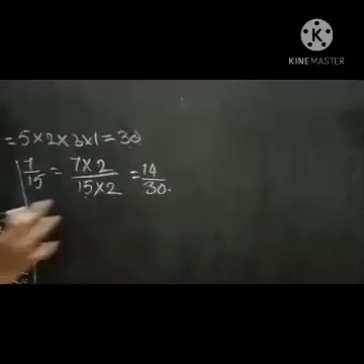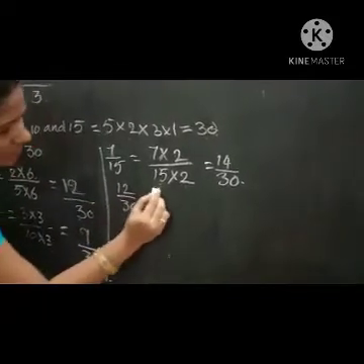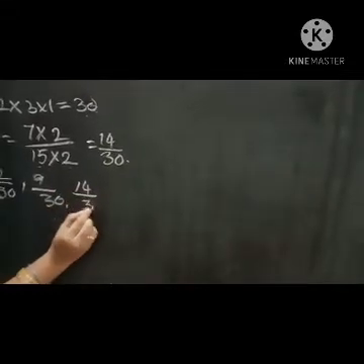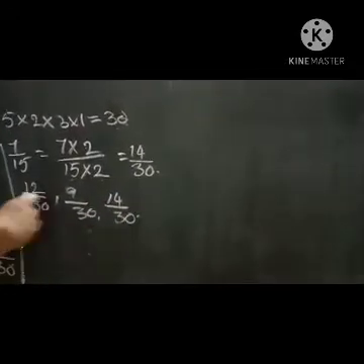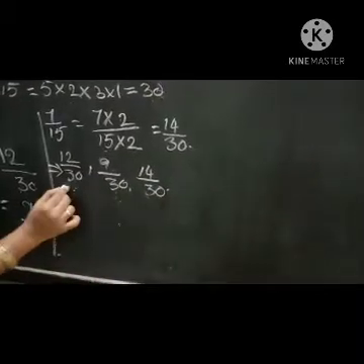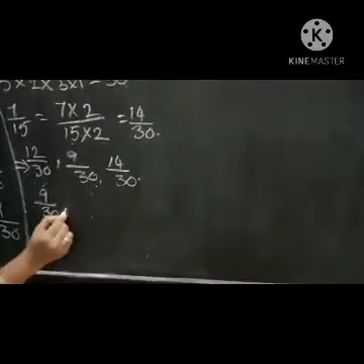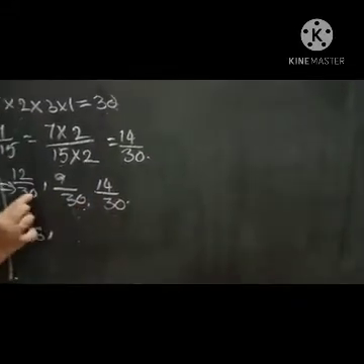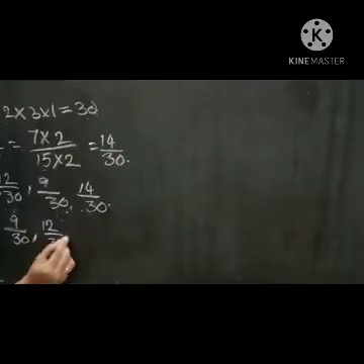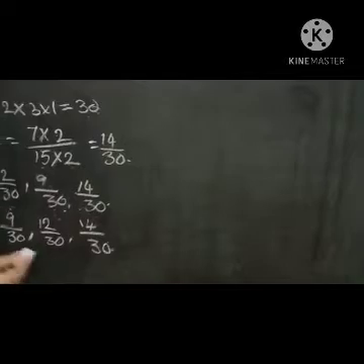So what are the three numbers here children? Once see here, 12 by 30, 9 by 30 and 14 by 30. Among these three numbers, which number is the smallest? 9 by 30. And next, of these two numbers, which is the smallest? 12 by 30. And next 14 by 30. This is the ascending order now.